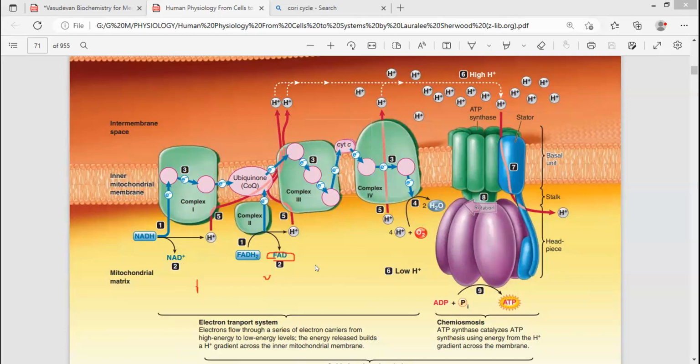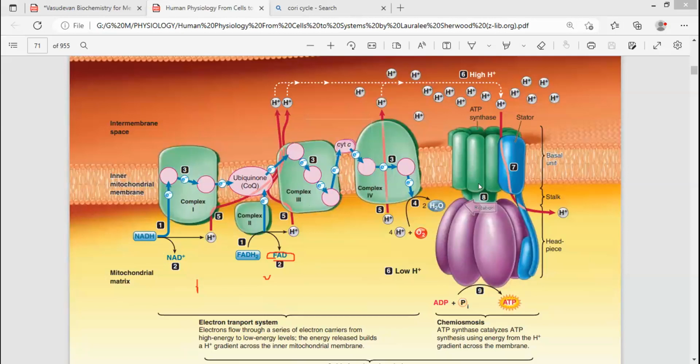So I want us to cover the process of the electron transport chain, and then we will call it a night. In the electron transport chain, the first thing you need to note is that it contains 4 complexes: complex 1, complex 2, complex 3, complex 4.